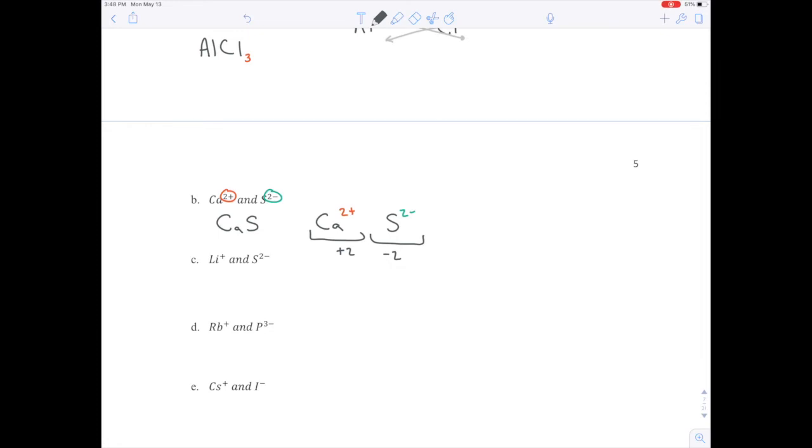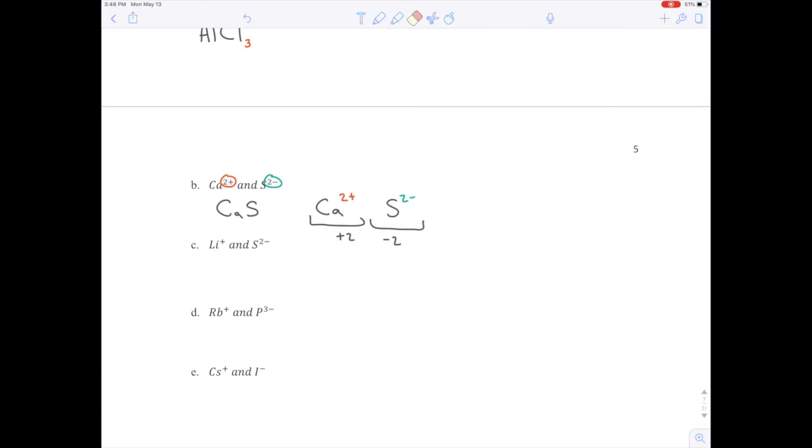So that's one case where you wouldn't have to crisscross them, if the numbers are ever the same in the top right of both of the ions. Okay, how about lithium and sulfur? So lithium has a +1 charge, and if no number is written, it's a 1. Sulfur has a 2 minus charge.